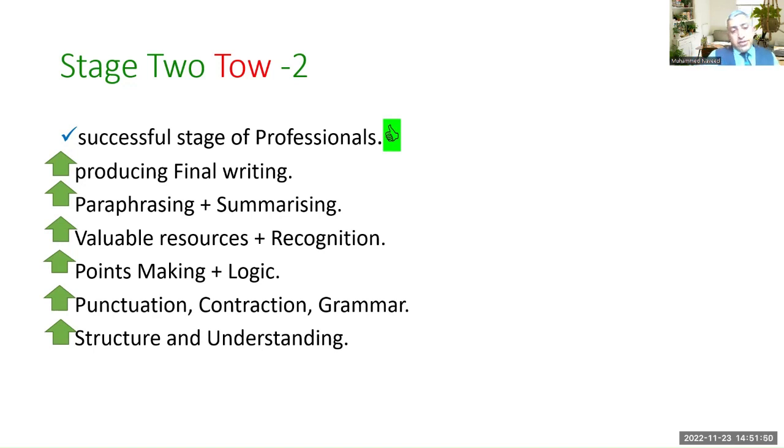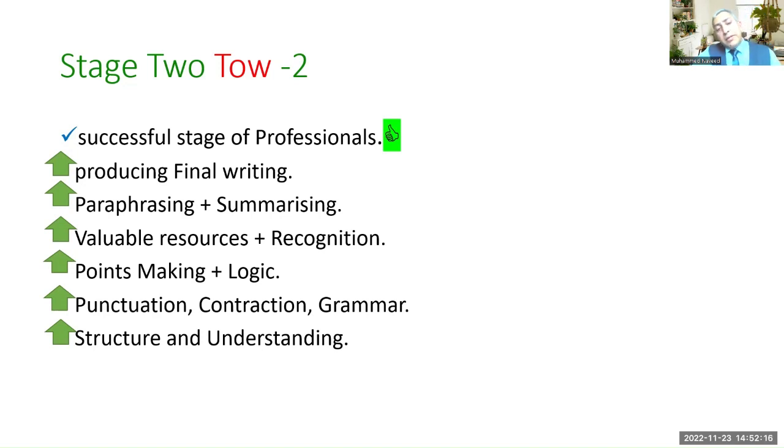From the structure and understanding, we move forward one step up towards pronunciation, contraction, and grammar. In reality, grammar is not a big deal, and you never learned grammar when you were little. When you learned your first language, you never learned grammar. So you don't need to learn grammar. We will learn how to improve the grammar in the next slide.